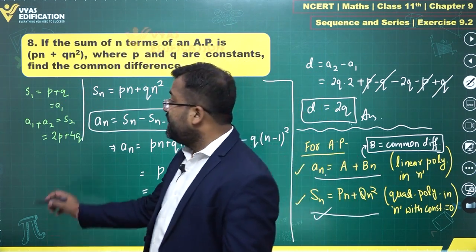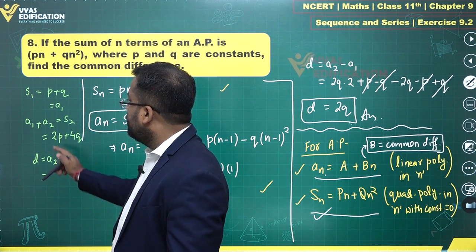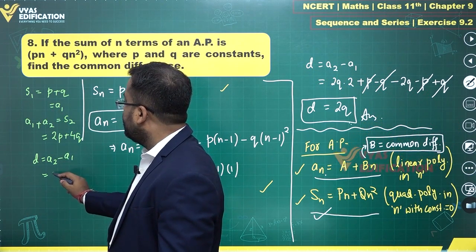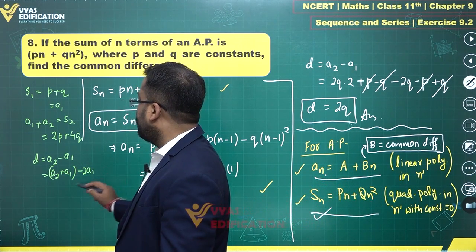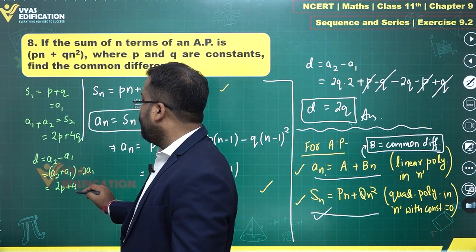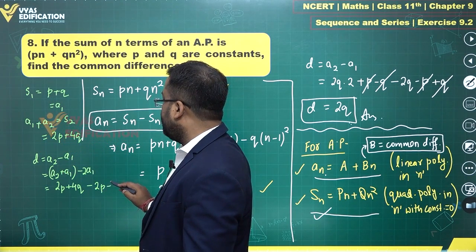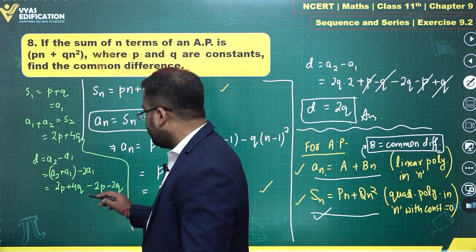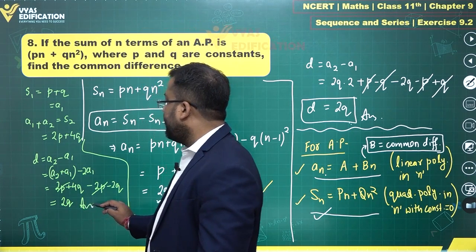What do we need? Common difference is A2 minus A1. So from this you subtract this twice. A2 plus A1 minus 2A1 is what you need. A2 plus A1 is 2P plus 4Q, and minus twice of A1, which is 2P plus 2Q, subtracted from here. 2P gets cancelled, 4Q minus 2Q will be 2Q. That's my required common difference.